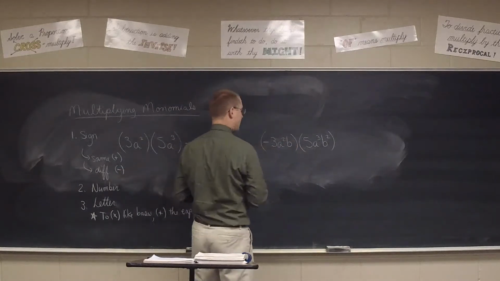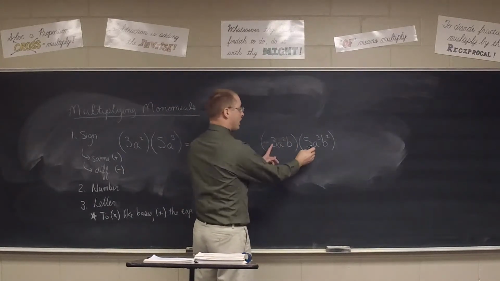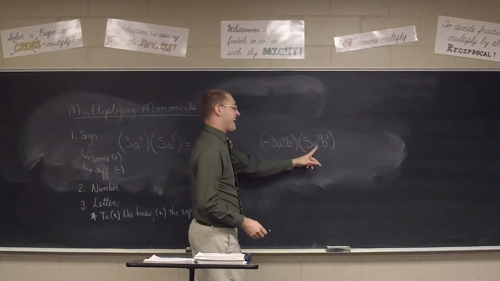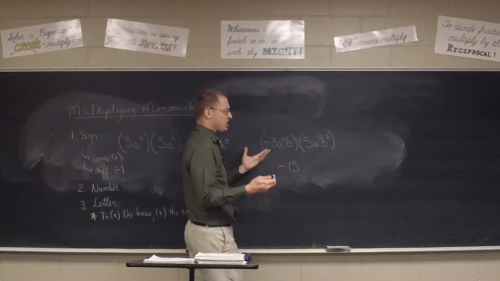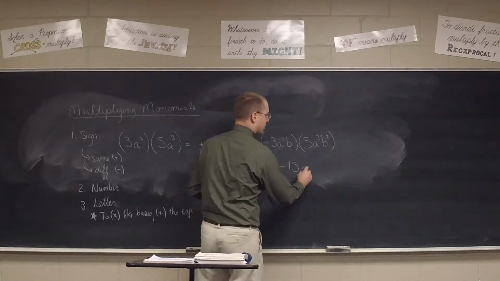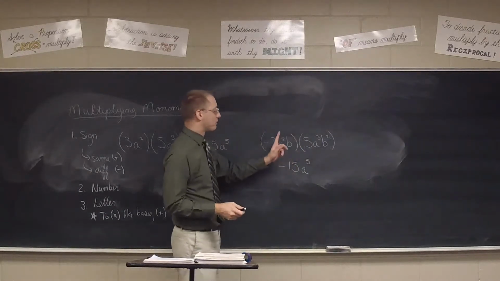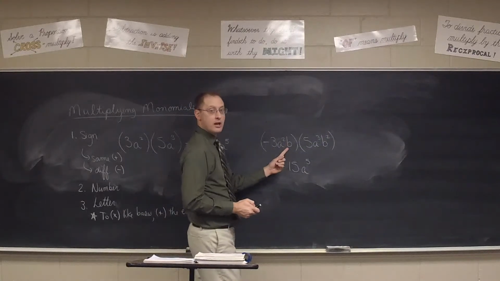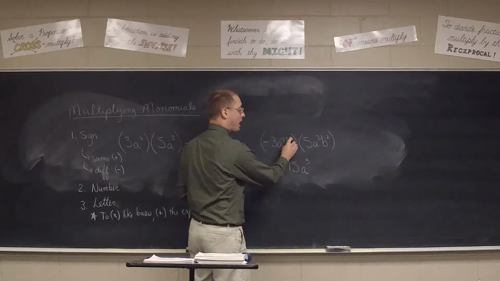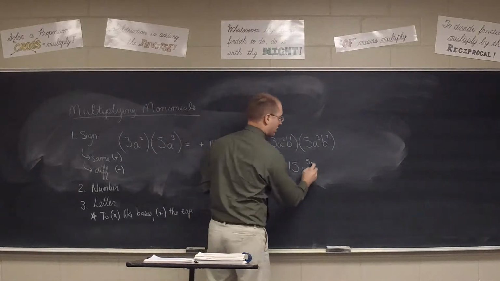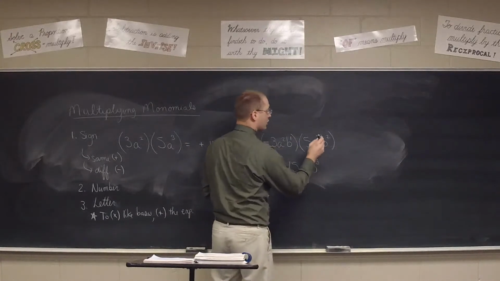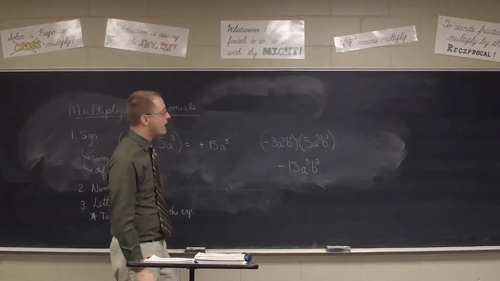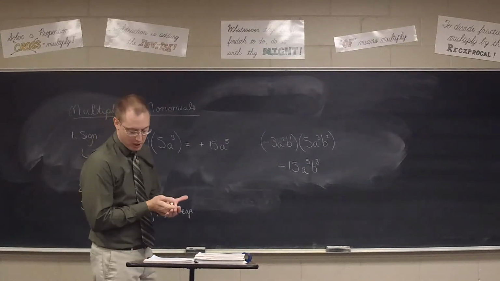Sign, number, letter. Sign should be, well, they're different. So if they're different, my sign class should be negative. The number is still just 3 times 5, so again, 15. When I multiply the a's, it's still a squared times a cubed, so we still add the exponents to get a to the fifth. And then when I multiply b times b squared, here's where it's important to remember, this is not an exponent of 0. There's an exponent of understood 1. So when I add the exponents, I should get b cubed, or to the third, but cubed is the better way to say it, because fewer syllables, and we're lazy. So negative 15, a to the fifth, b cubed.